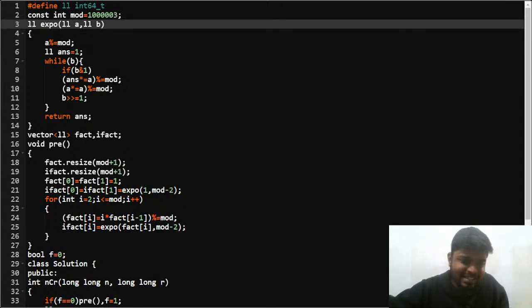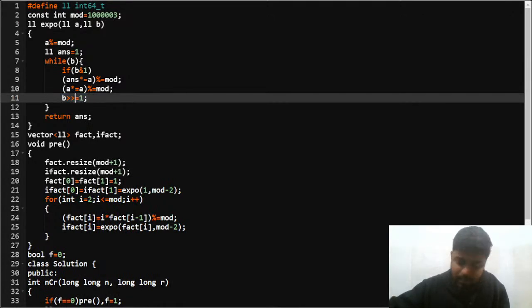Now next up, I'm dividing each time b by 2, so b divided by 2. That means the power each time is getting divided by 2, right? Because if it was a to the power 8, then I have calculated a to the power 4 once, and I'll be using it twice so that I can reduce the number of computations.